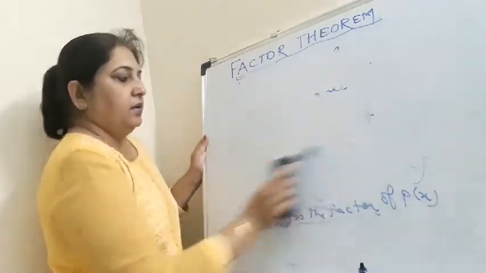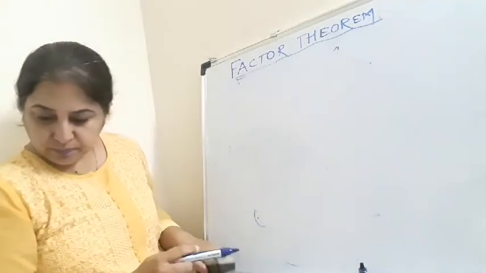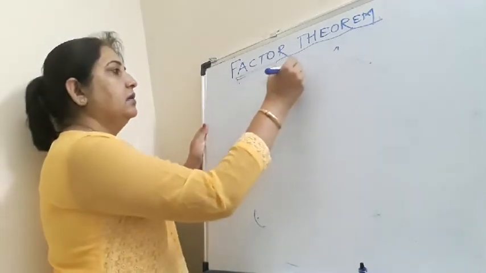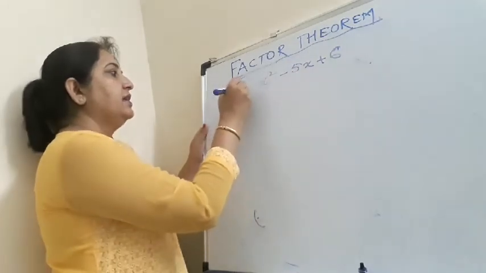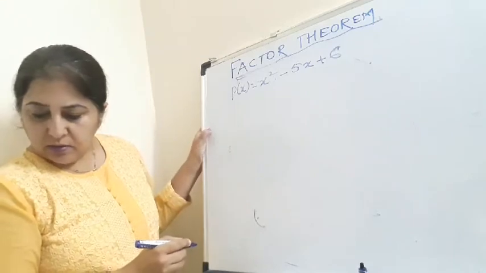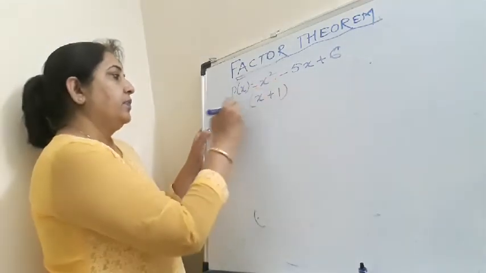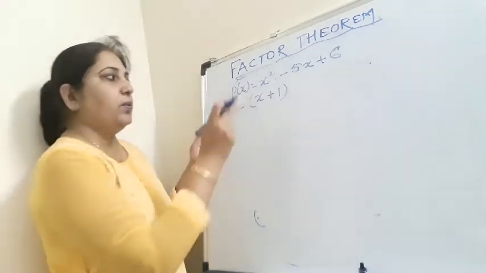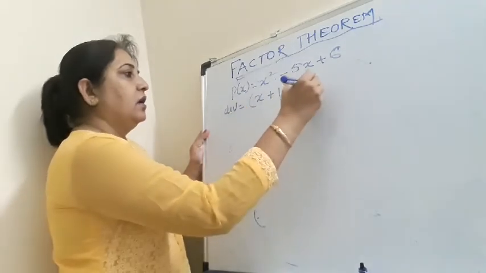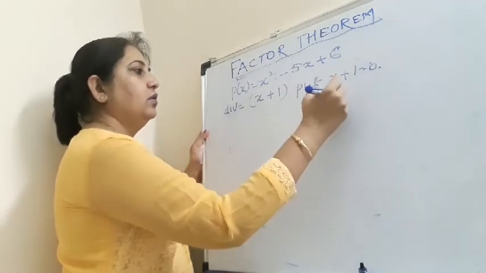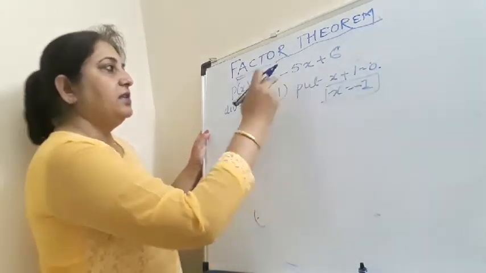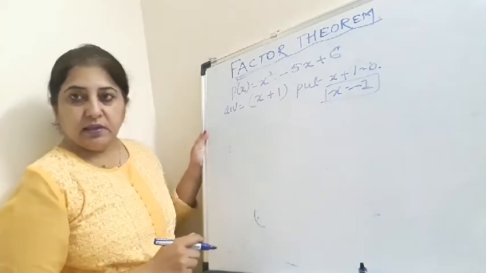Now I take up one more example, one more question. p(x) is equal to x square minus 5x plus 6 and the divisor is x plus 1. This is the divisor and we have to find out whether this is a factor of the given polynomial or not. So we will put x plus 1 is equal to 0 and it will be minus 1, right? Now this minus 1 I will substitute here and we will check whether we get 0 or not.